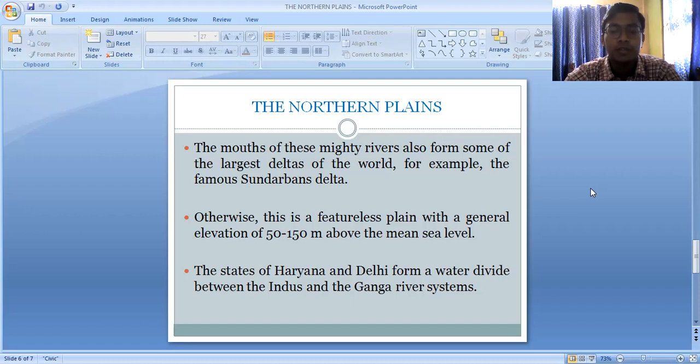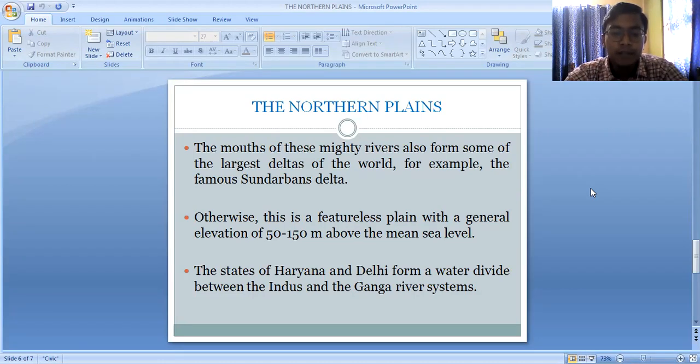Before draining into the Bay of Bengal, the rivers deposit alluvium, and they form the deltas. Some of these are among the largest deltas of the world, like the Sundarban Delta. The Sundarban Delta has a rich diversity of flora and fauna, meaning different types of plants and animals can be found here, and it is especially famous for the Royal Bengal tigers.